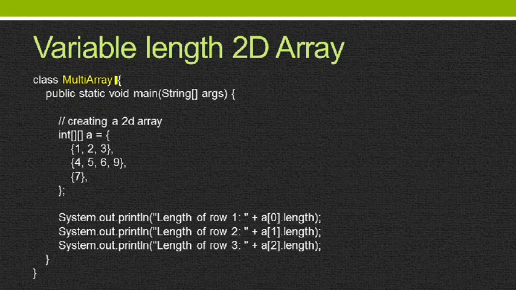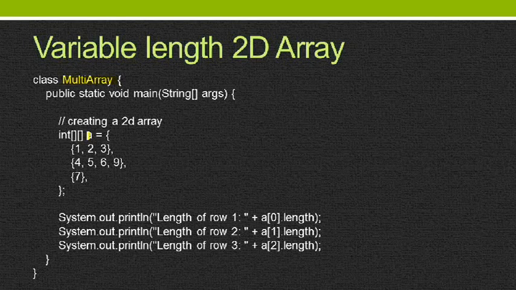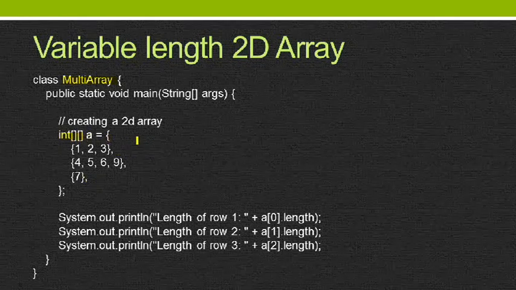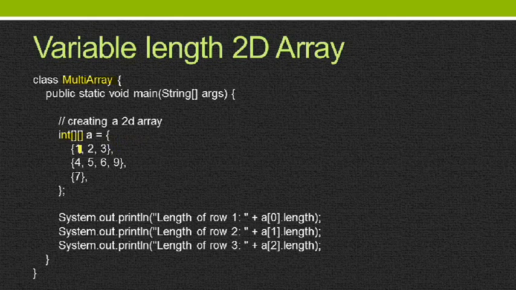We have defined a class multi-array, and now we are creating a variable length array. Integer a is an array with integer type variable, and this is a 2-dimensional array. Now we have initialized that the first row contains 3 elements 1 2 3, as we have seen in our previous picture. The second row contains 4 elements, the third row contains 1 element.